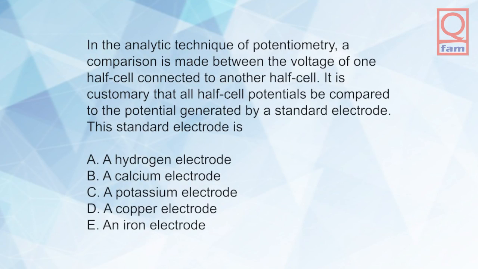In the analytic technique of potentiometry, a comparison is made between the voltage of one half-cell connected to another half-cell. It is customary that all half-cell potentials be compared to the potential generated by a standard electrode. This standard electrode is A. A hydrogen electrode. B. A calcium electrode. C. A potassium electrode. D. A copper electrode. E. An iron electrode. The answer is A. A hydrogen electrode.